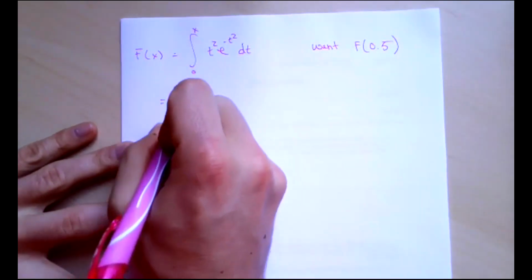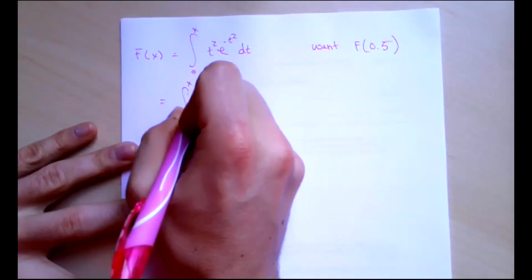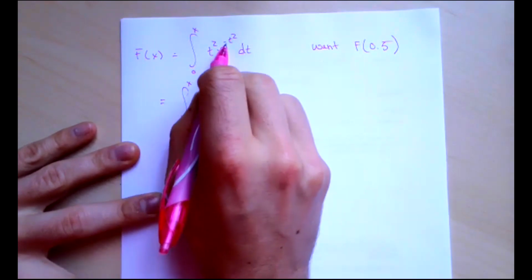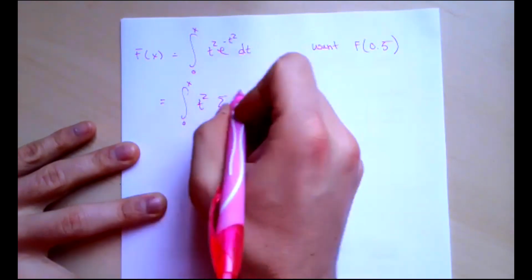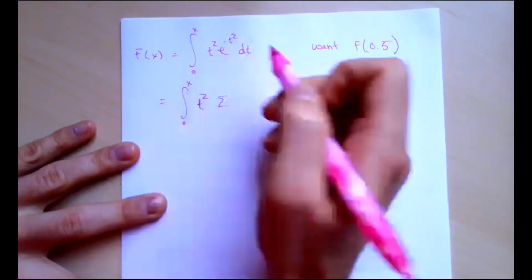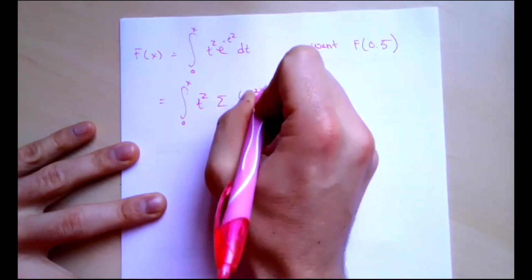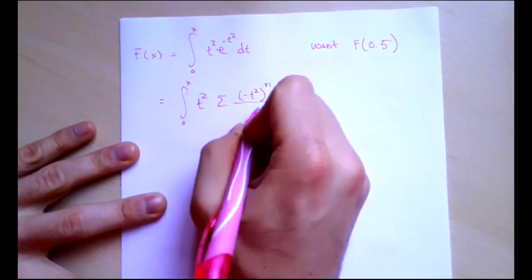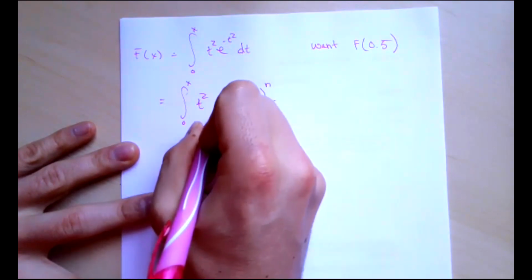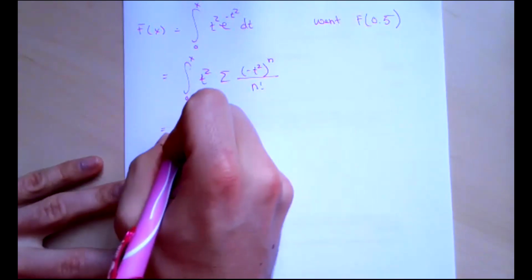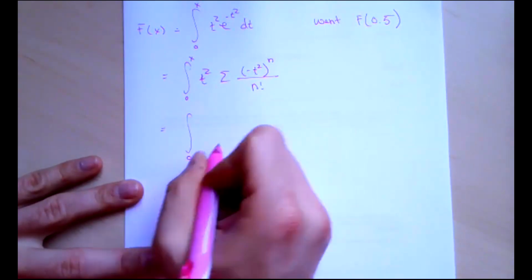And so we want the integral from 0 to x of t squared. Careful with plugging in that minus t squared. Sometimes people forget the squared. Sometimes people forget the minus. But it's all to the n over n factorial. I'm not going to write in the bounds of the sum. It's always going to be 0 to infinity for e to the x.